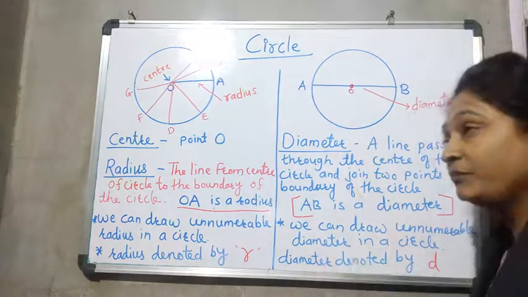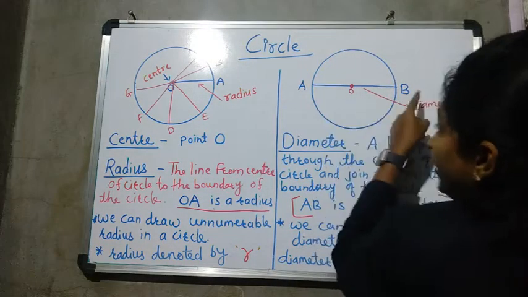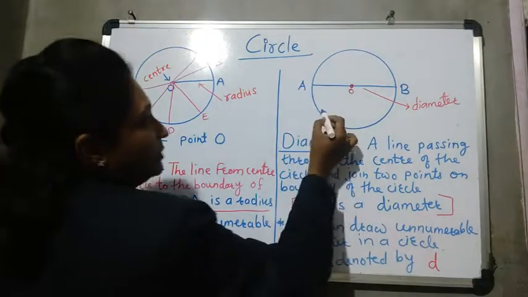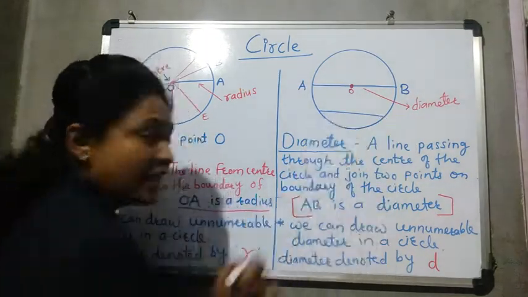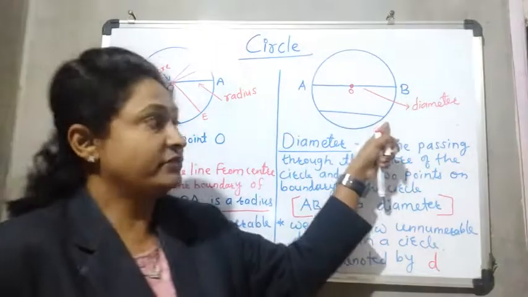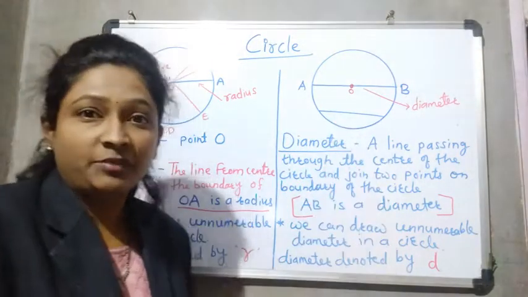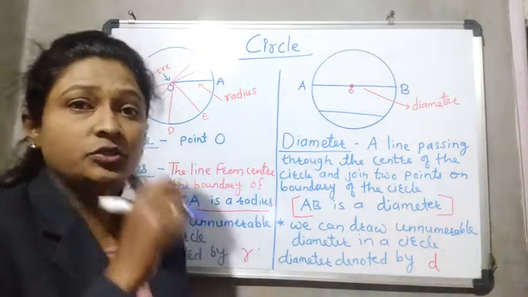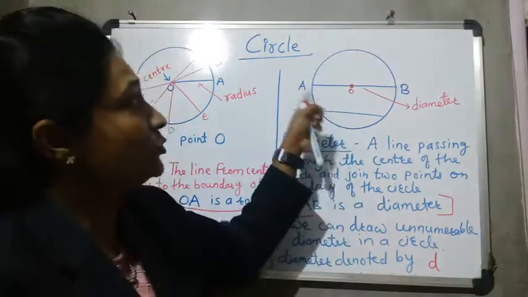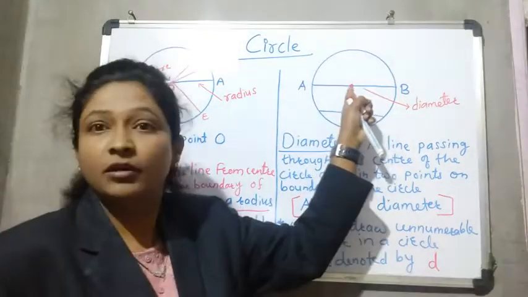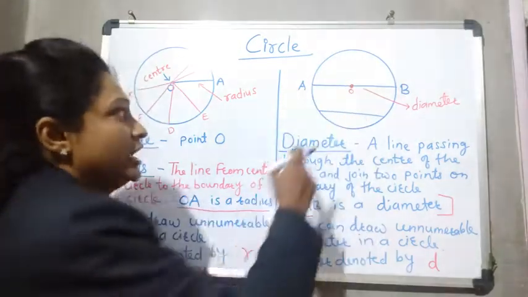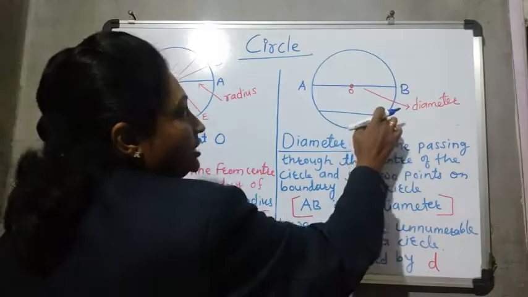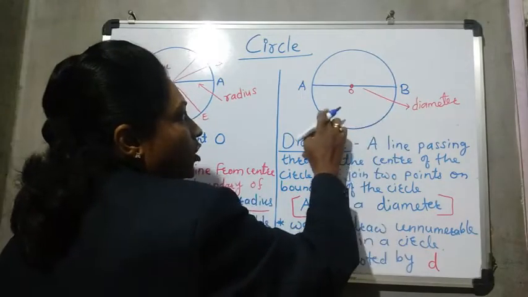Okay, and this line is passing through that center. If I am drawing another line joining 2 points of the circle, but it is not a diameter. For a diameter, one condition is there: the line should pass through the center of the circle. If that line is not passing through the center of the circle, then it is not a diameter. Okay, it is a chord.